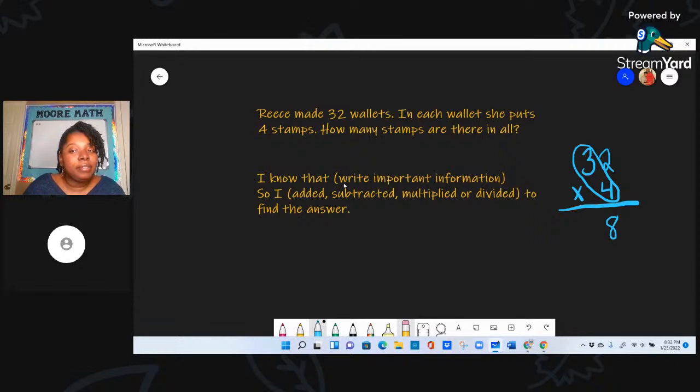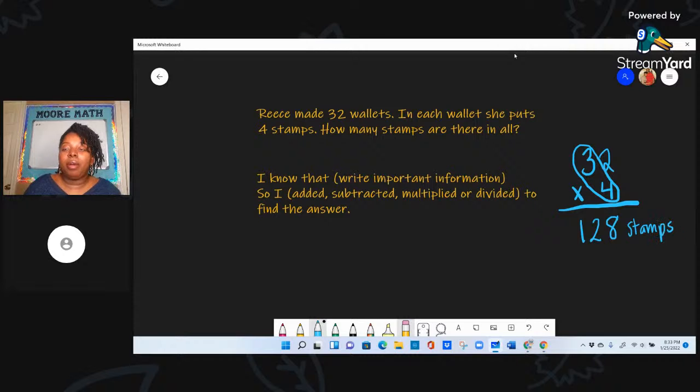So 3 times 5 is 15, but this says 3 times 4. So what's 3 times 4? 12. Good. Okay, so 128 stamps in all, right?